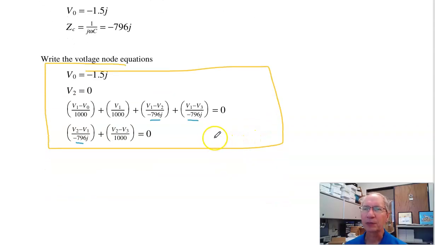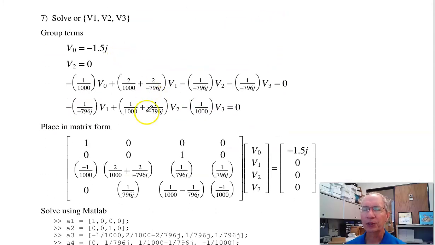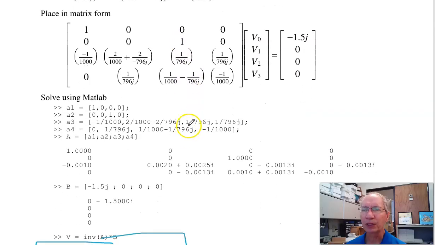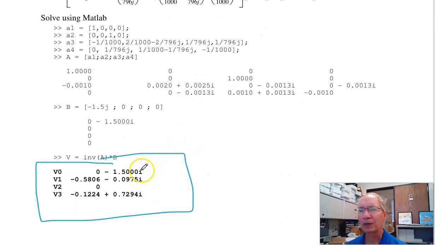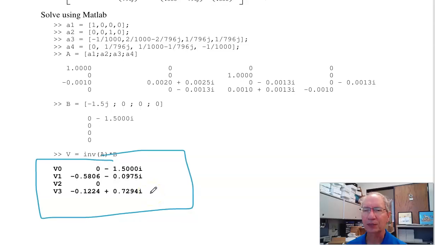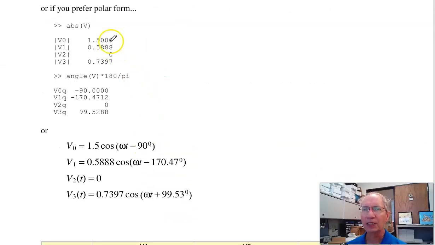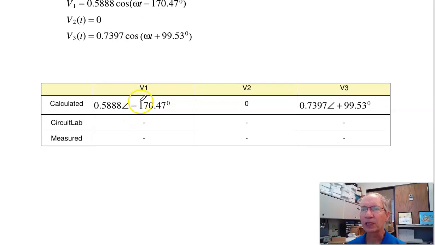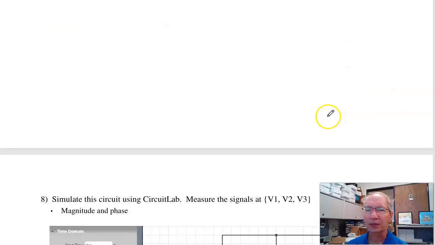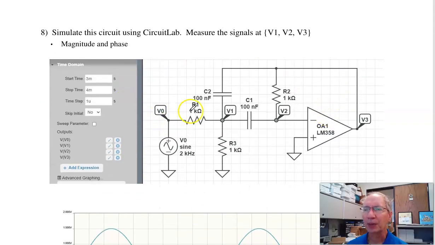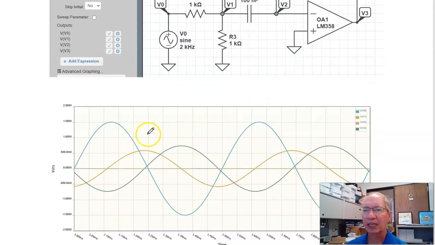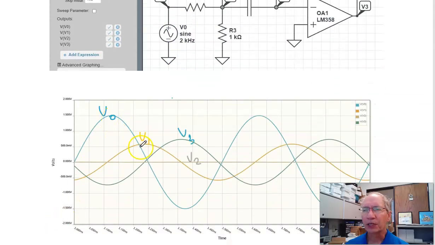To solve, same as before, group the terms, place in matrix form, throw it into MATLAB, solve, here's my answer. In polar form, here's the amplitude, there's the angle. So here's what I get so far. Here's your V1, V2, and V3. To check your answer, I could throw it into Circuit Lab, build a circuit, simulate it, and here is V0. Here's V0, V1, V2, V3.